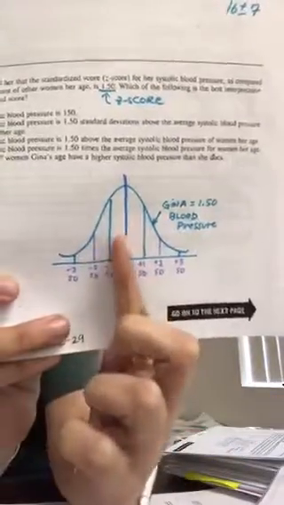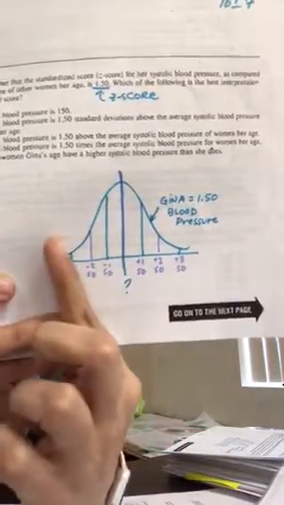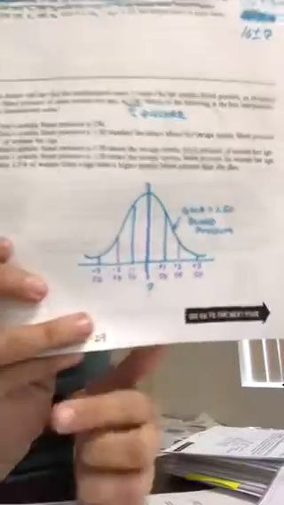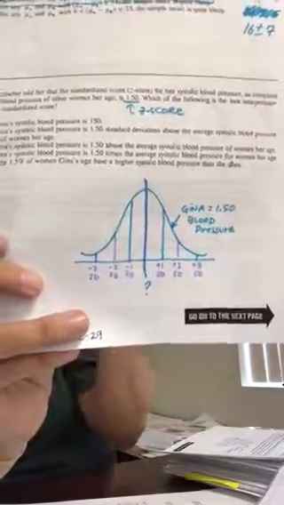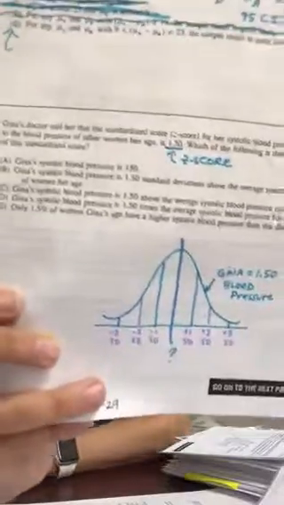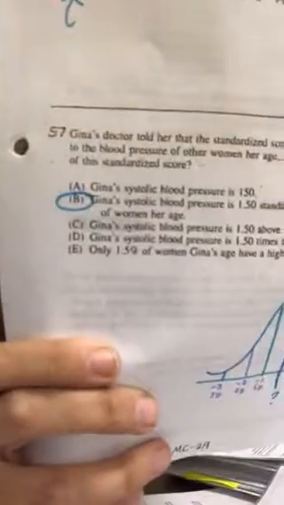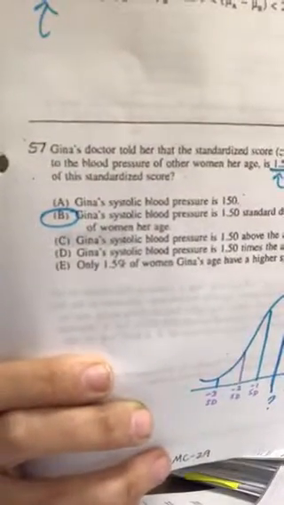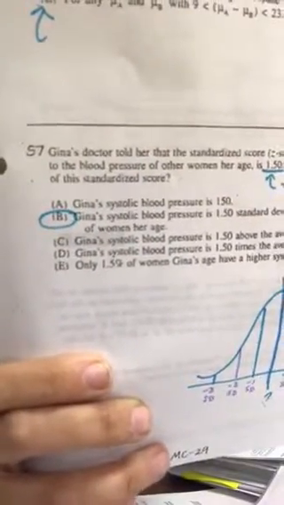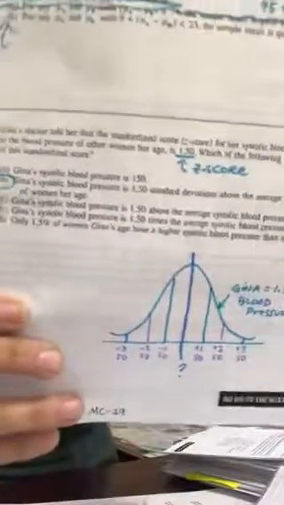And if you're trying to be average blood pressure or less, we always want to be lower than average if lower is good. You know, we don't want high blood pressure. So that looks a lot like what B is saying. B says Gina's blood pressure is 1.5 standard deviations above the average blood pressure of women her age.